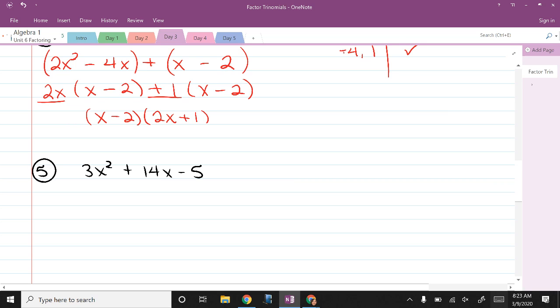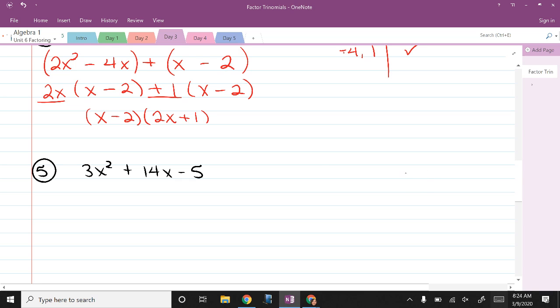What's the GCF of this polynomial? It is 1. I got 2 primes in there, so it's got to be 1, and there's no x's for everybody. All right, so what kind of polynomial is it? So we're going to make a table.